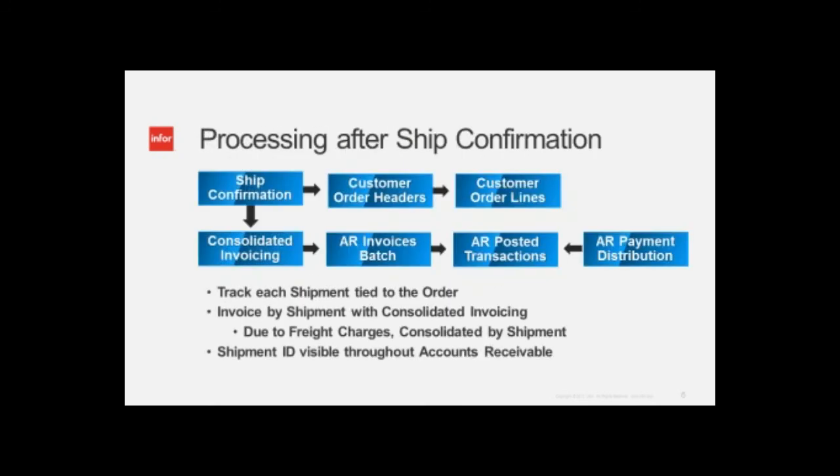After the shipment, so if we go to the next step, after what we've just gone through, we go through a consolidated invoice process. The tracking of each shipment is tied back to that order through that carrier link. And the reason we go through consolidated invoicing in this process is there may be additional freight charges and so on that we are consolidating by shipment into those invoices. So it is sort of this batch process that we go through from an AR standpoint to generate the consolidated invoices.